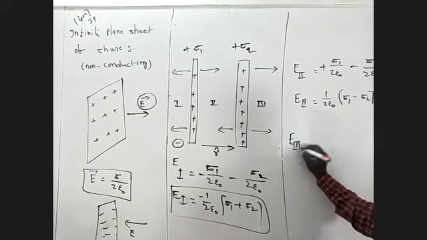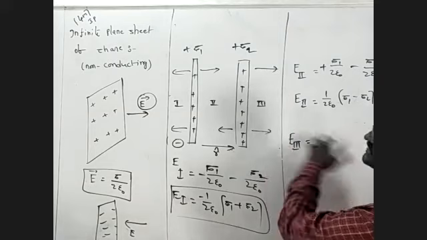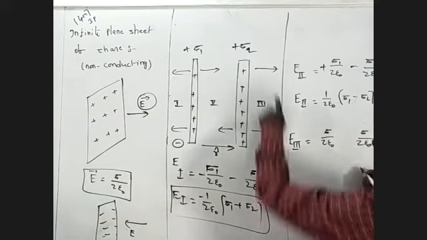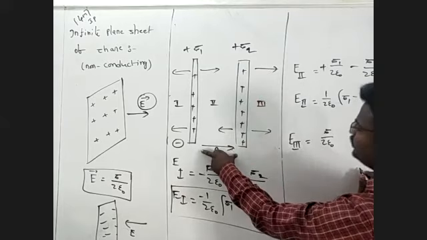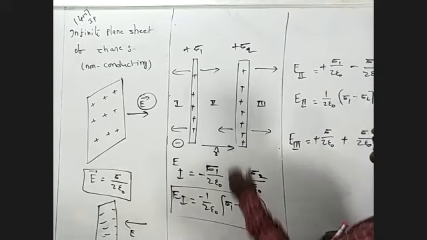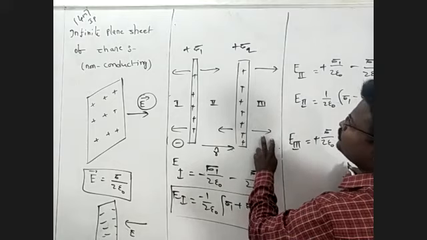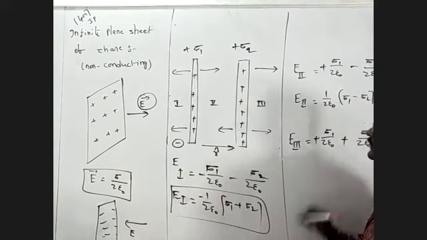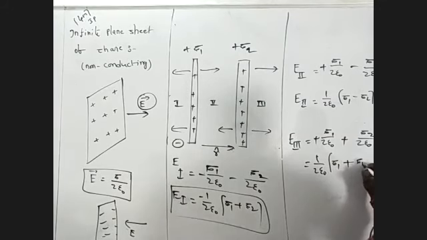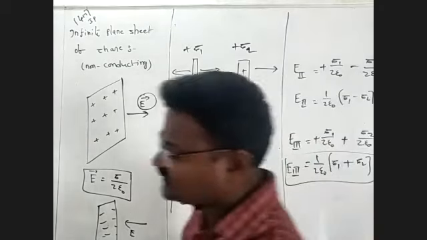Next, E3 plate. Region number 3. Both E bar are in the same direction, sigma by 2 epsilon naught, sigma by 2 epsilon naught. And E bar, this is R bar, both are in the same direction, positive. This is E bar, this is R bar, both are in the same direction, positive. This arrow mark belongs to this one, sigma 2. This arrow mark belongs to this one, sigma 1. Now 1 by 2 epsilon naught, sigma 1 plus sigma 2 is your answer. This is the E3 plate we are calculating.